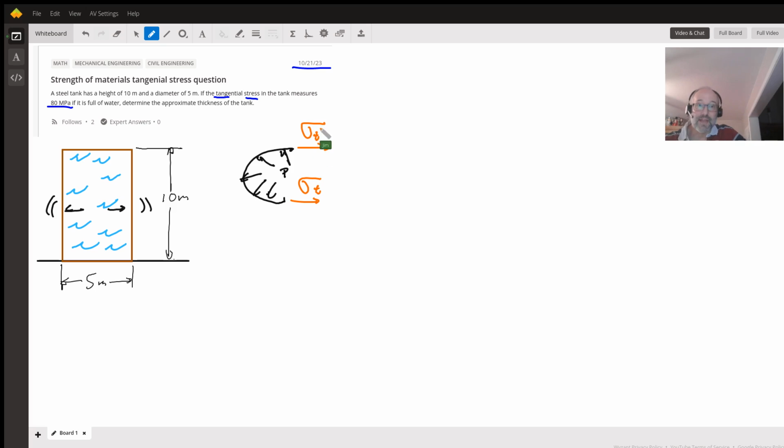By looking at the static equilibrium of a section of the tank, we can determine the equation for tangential stress, and it is developed in almost every mechanics of materials text as the tangential stress is equal to the pressure times the radius of the tank divided by the thickness of the tank. Or another way, pressure times the diameter of the tank divided by 2 times the thickness of the tank, which will suit us a little bit better.